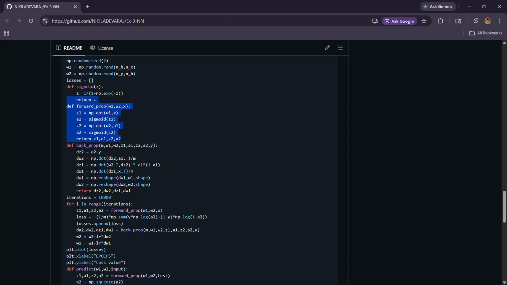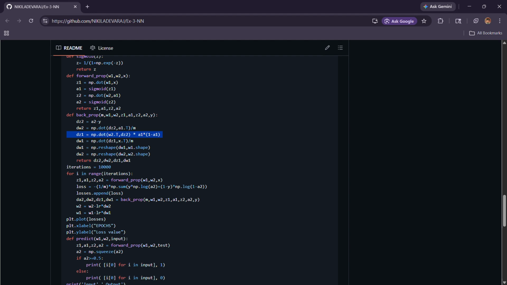The function back_propagation performs back propagation, which calculates the error and updates the weights. First, the error between the predicted output and the actual output is calculated. Then the gradients dW1 and dW2 are computed. These gradients show how much the weights should change to reduce the error. The weights are updated using the formula: weight is equal to weight minus learning rate into gradient. The process is repeated for 10,000 iterations, allowing the network to learn the XOR pattern.